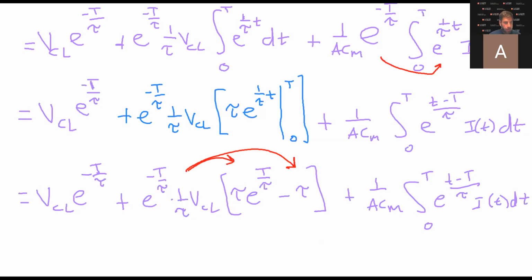Okay, so by the way, notice that the term on the right-hand side with the integral is exactly what I told you you should get, 1 over A C sub M times that integral. So this whole piece over here is what I told you you would get. So it remains to make sure that all this stuff on the first two terms is going to add up to just V C sub L. So let's see what happens.